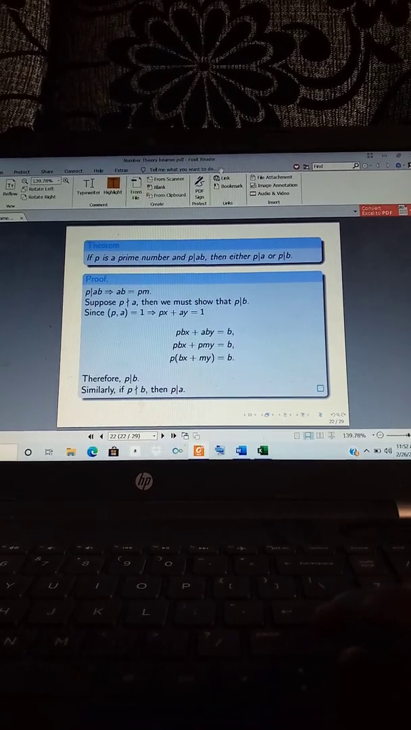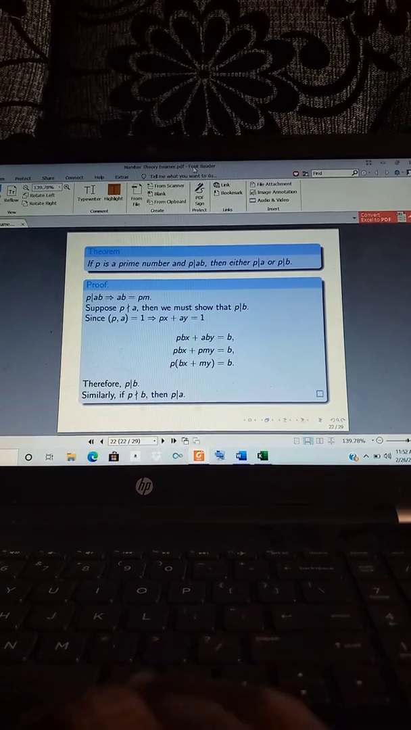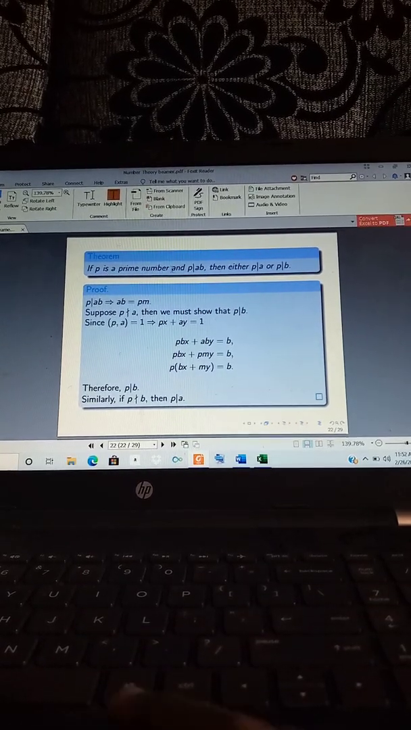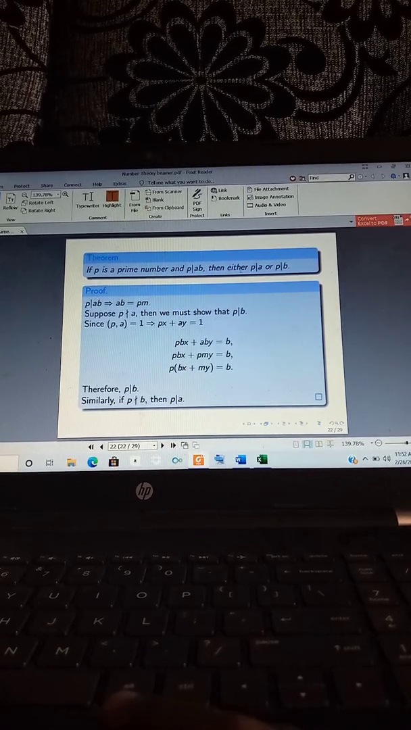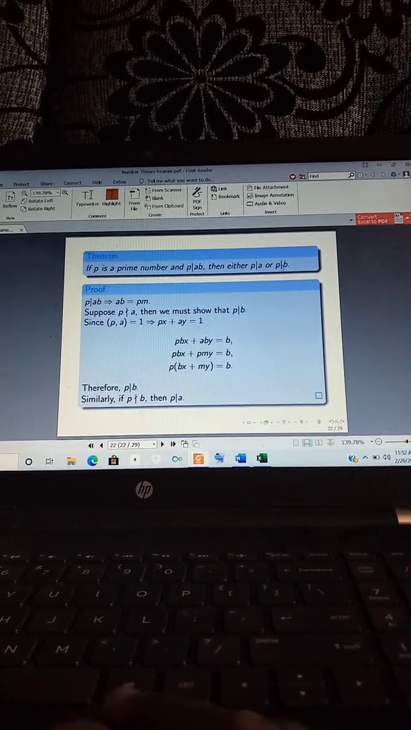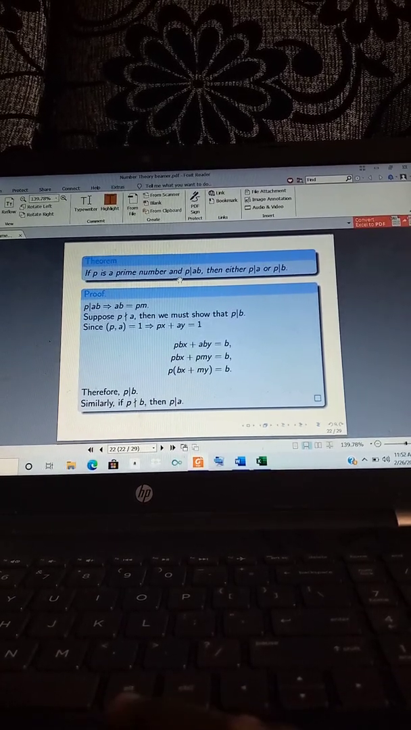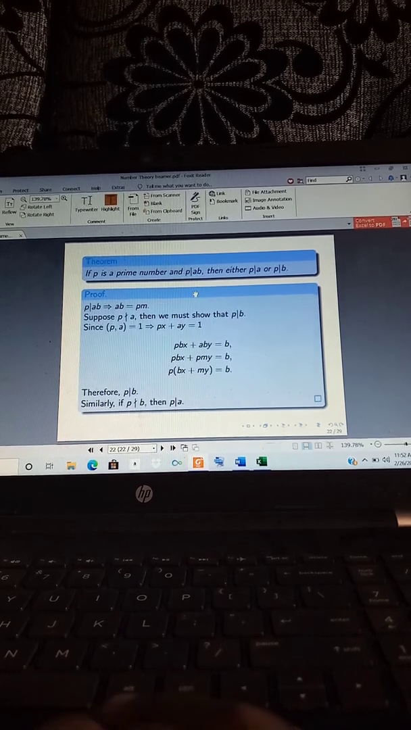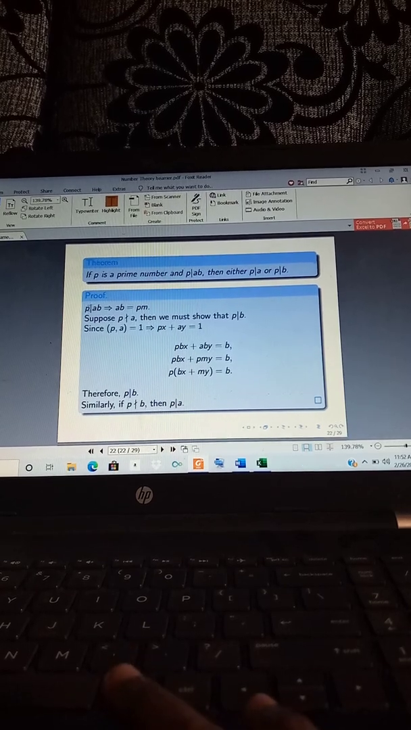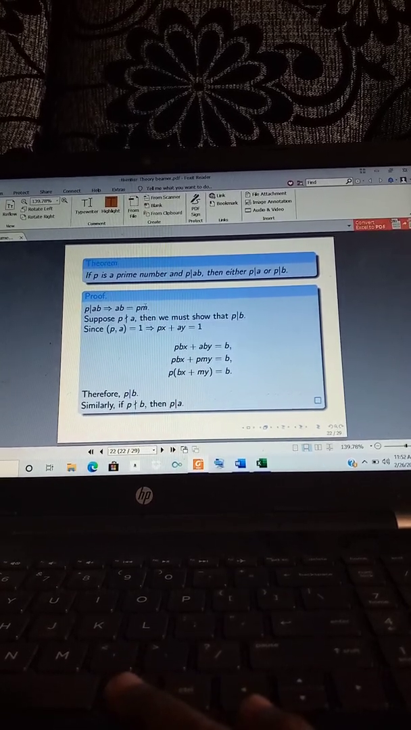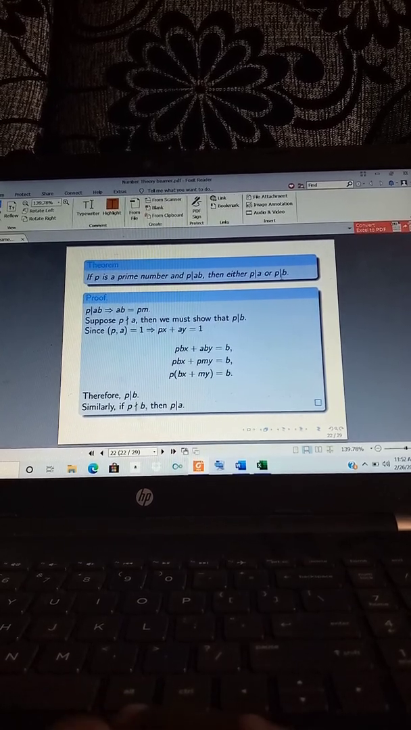So we look at some theorems on prime numbers, and the first one we look at is: if p is a prime number and p divides the integer product ab, then either p divides a or p divides b. So let's look at the proof. We have p divides ab. So p divides ab if there is an integer m such that ab equals p times m. Now we want to show that either p divides a or p divides b.